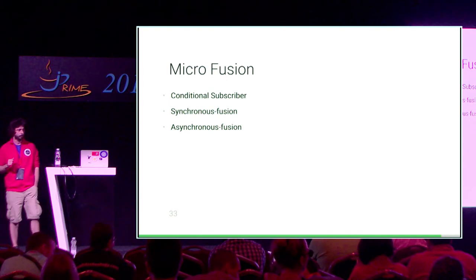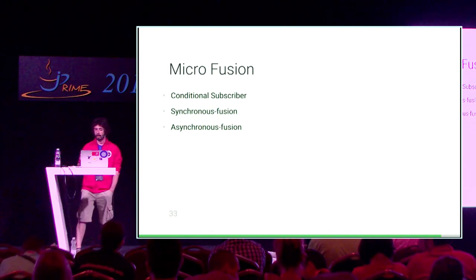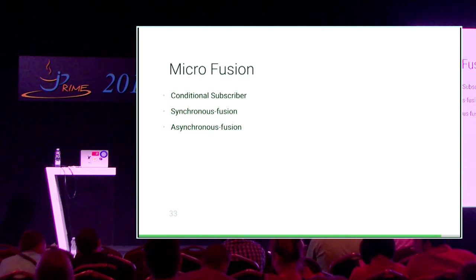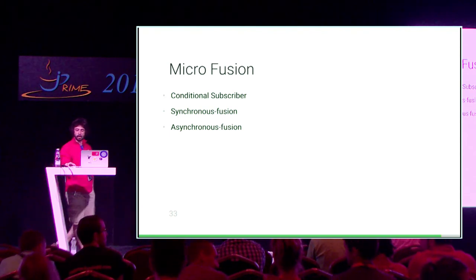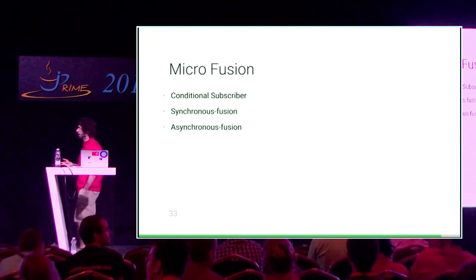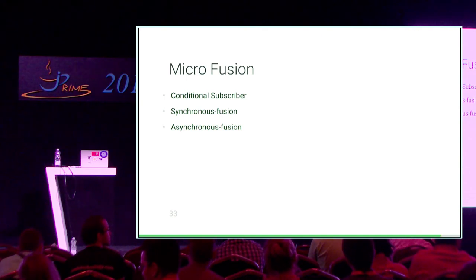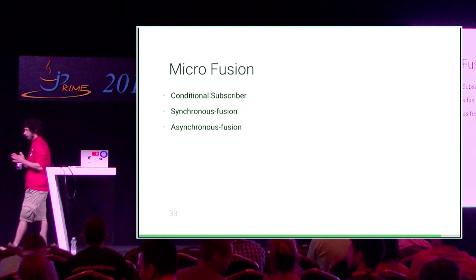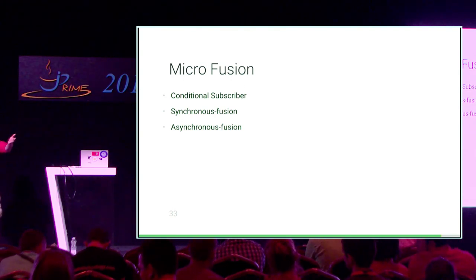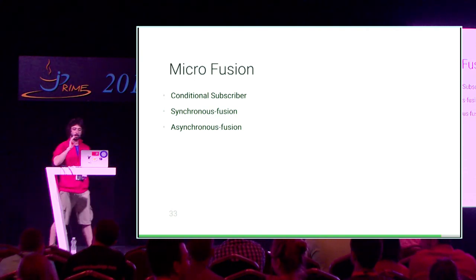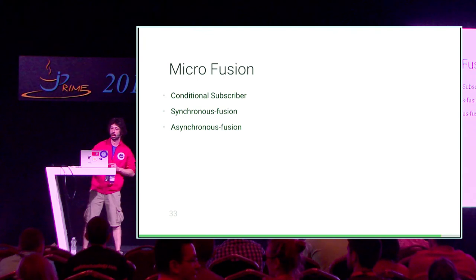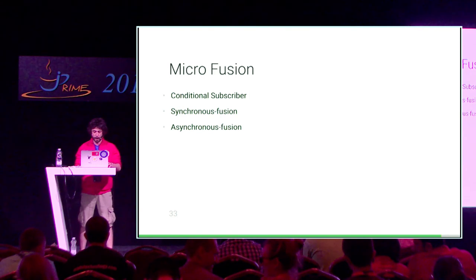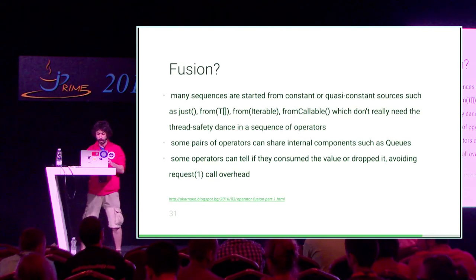But you may not have that case. You may have a queue which is hidden inside the implementation of the subscription. In that case, that's asynchronous fusion, and there is a contract which allows the implementation to be asked if it can be fusible. So some kind of a handshake, and they can exchange the contract they can be fused with. So that's an example of the fusion.